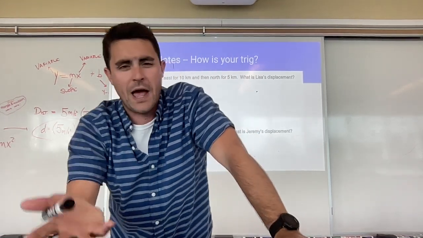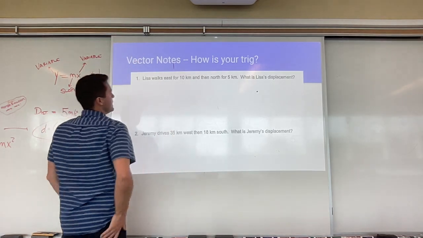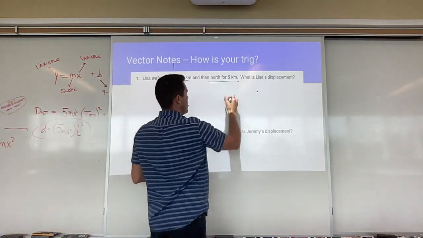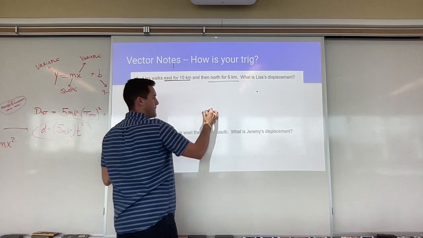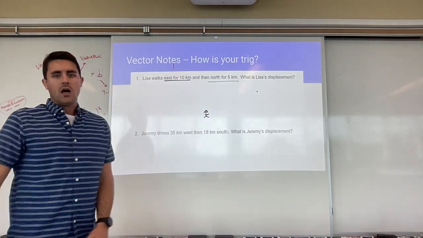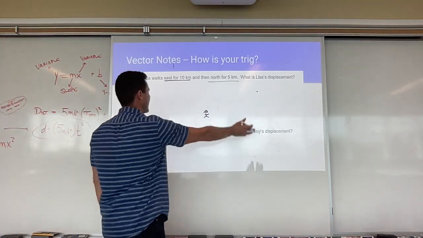So, we're in your packet right now. I've got two example problems for us to start. The first is Lisa. Lisa's going to walk east 10 kilometers and then north 5 kilometers. Let's draw a picture. There's Lisa. You can see her right here. Beautiful hair, okay? She's going to walk east 10 kilometers.